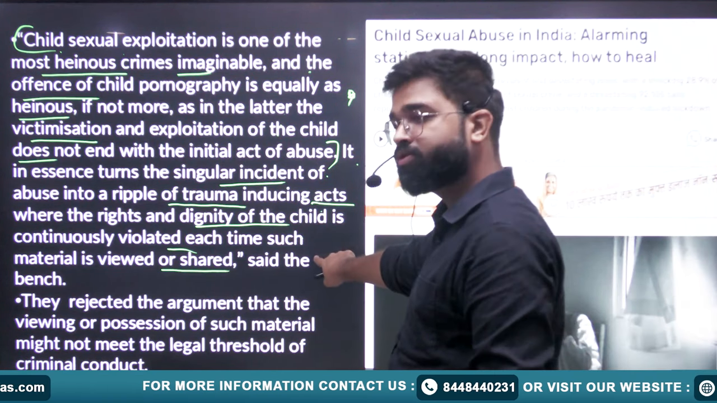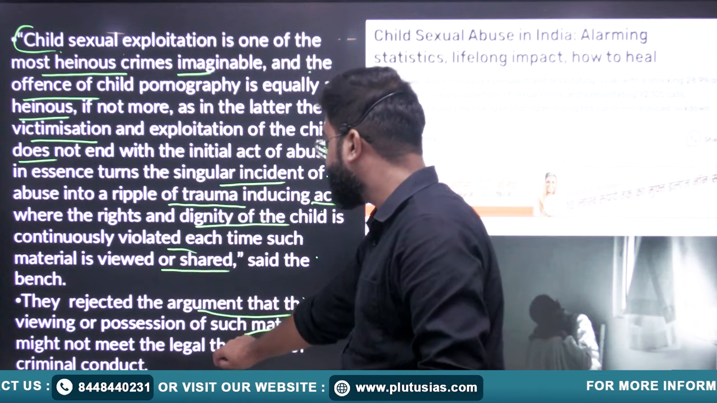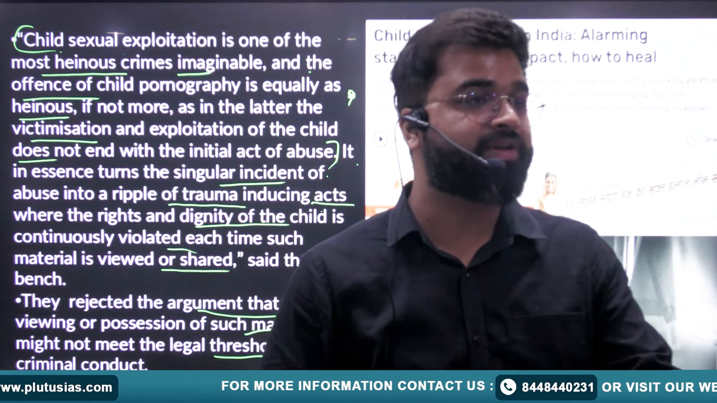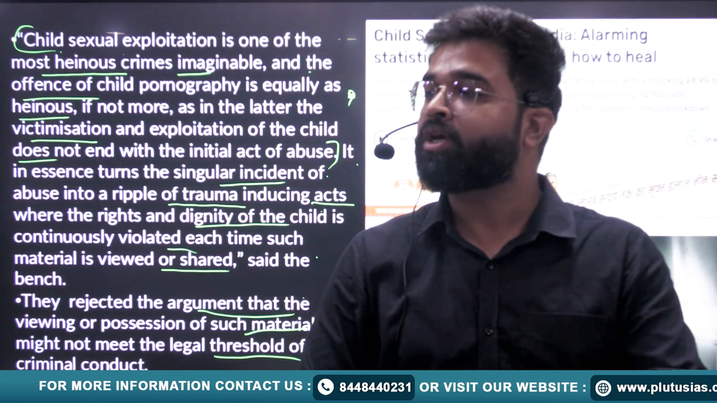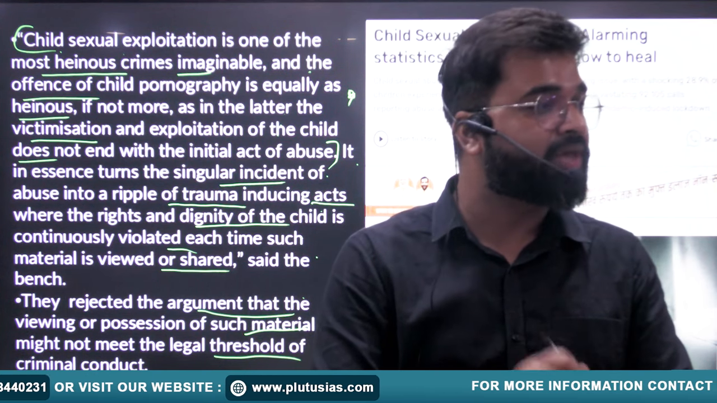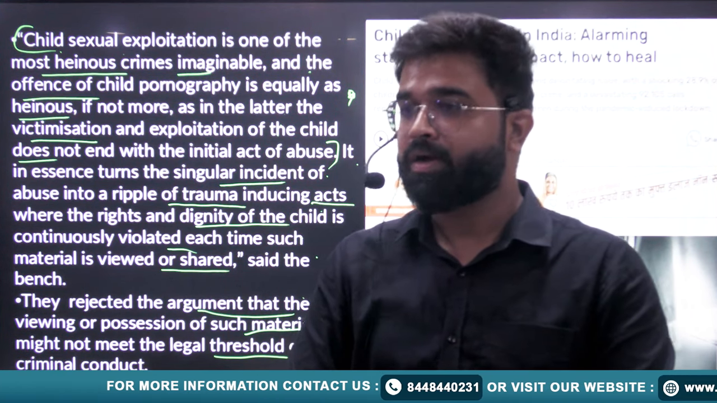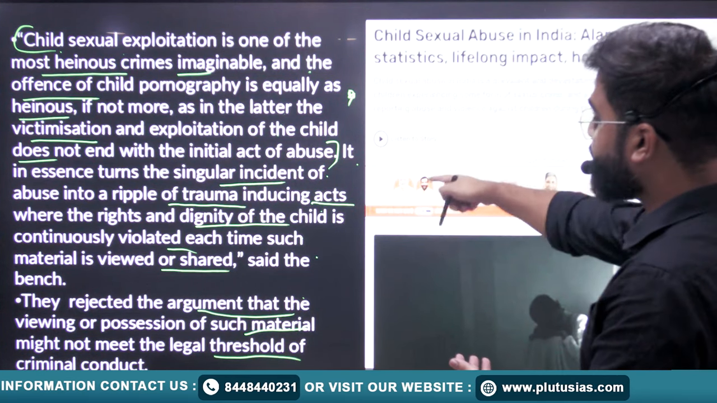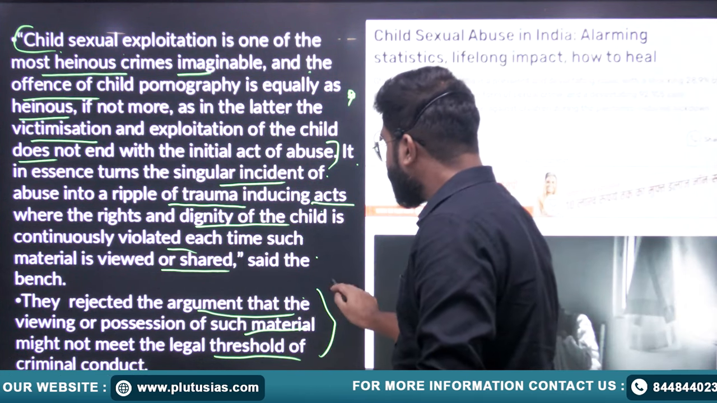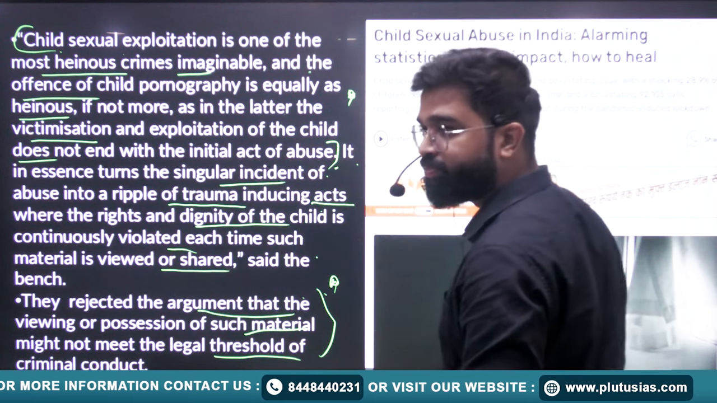This statement is said by the Supreme Court. Okay? They rejected the argument that the viewing or possession of such material might not meet the legal threshold of criminal conduct. They rejected that particular notion that just having that material or viewing it in private will not amount to a criminal act. They are saying that if you are having something like this in your tablet or in your phone or in your computer, then it will be considered a criminal offense. Okay, so the earlier stand that was taken by the government, or in fact, those counsels who were against this particular notion, their notion was rejected by the Supreme Court. Okay?